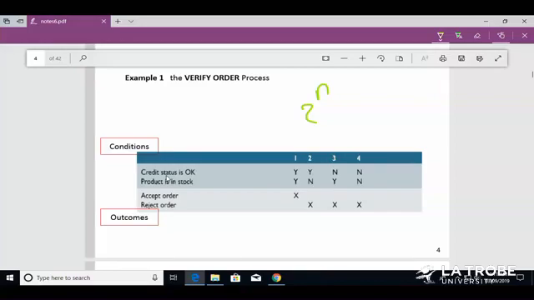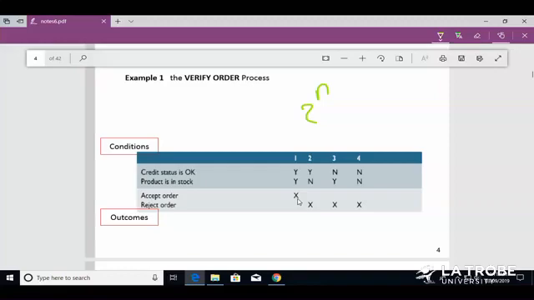For example, credit status is okay. The first condition will be yes or no, 2 options, true or false, you can say as well. So the credit status is okay, we have yes, this is the first rule. The second condition is product is in stock. Yes. So the outcome will be accept order.